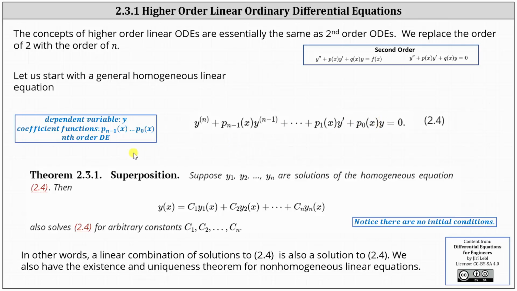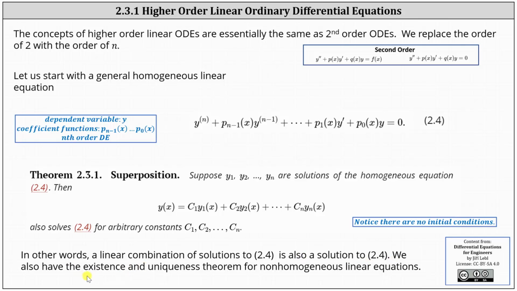And now let's talk about superposition. Suppose y sub 1, y sub 2 through y sub n are solutions of the homogeneous equation 2.4, again the equation shown above. Then y equals c sub 1 times y sub 1 plus c sub 2 times y sub 2, all the way down to plus c sub n times y sub n, also solves the differential equation for arbitrary constants c sub 1, c sub 2 through c sub n. In other words, a linear combination of solutions to the differential equation 2.4 is also a solution.